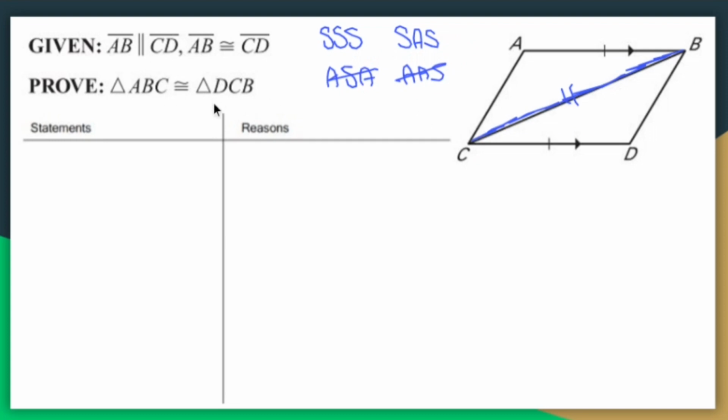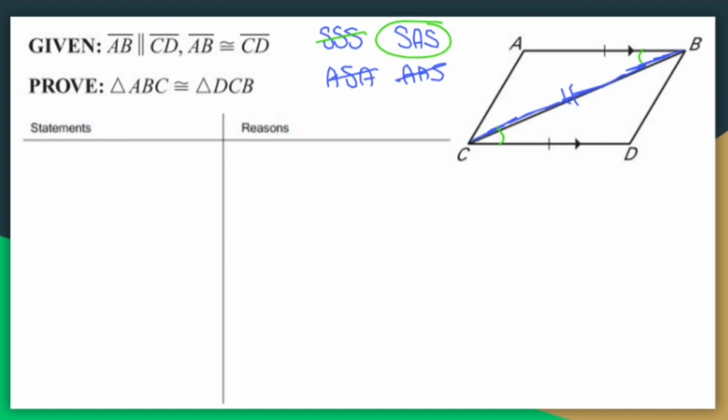These parallel lines, what can I do with that? Oh, when I have two parallel lines, alternate interior angles are congruent. So I can say that I have a side, an in-between angle, and a side. I could use SAS for this. So I'm going to start out with my given. Then I'm going to show that BC equals BC. And then I'm going to show that angle ABC is congruent to angle DCB, using the definition of alternate interior angles.